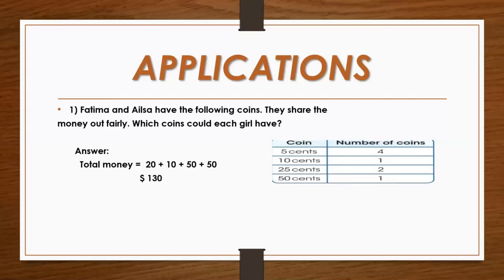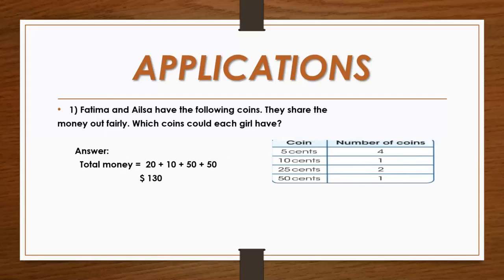So now we understand how much money Fatima and Elsa have. Now we will come to the second statement, that they share the money out fairly. So how do they share? The total money is 130, and how many people are here?